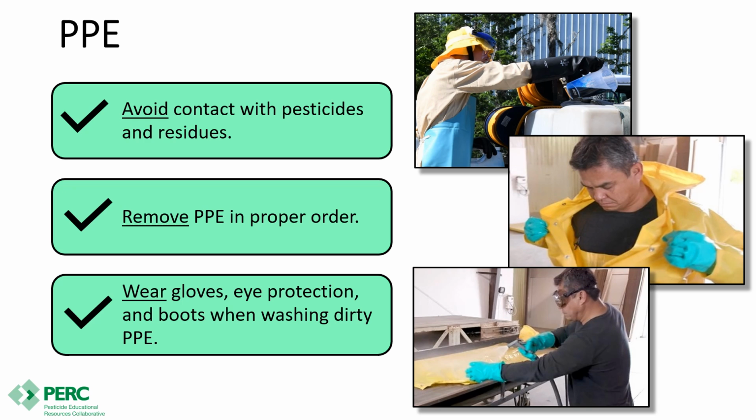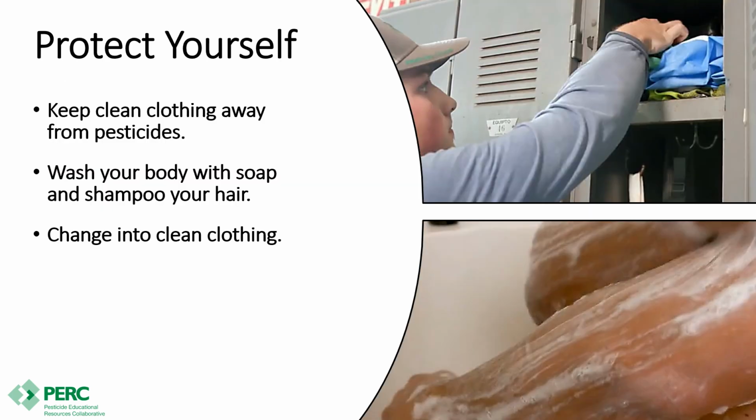When finished using a pesticide, remove each piece of PPE in a specific order to prevent exposure to residues. Remember that dirty gloves touch the outside of dirty PPE, and clean gloves or clean hands touch the clean parts of your PPE. Always wear gloves, eye protection, and boots when washing dirty PPE, and keep your clean clothes and clean PPE in an area free from pesticides or pesticide residues.